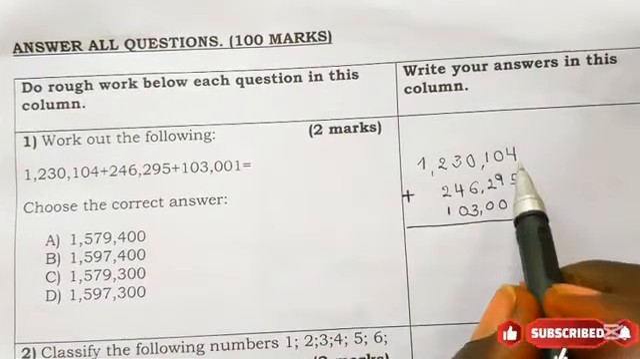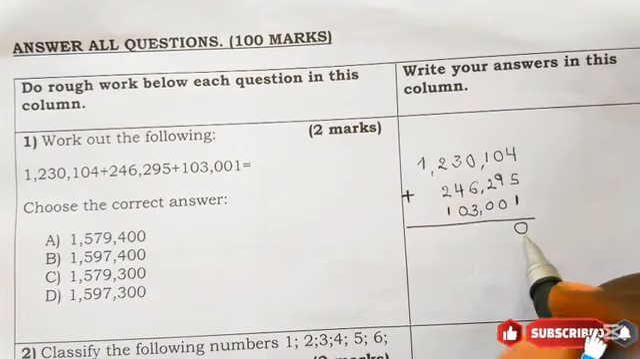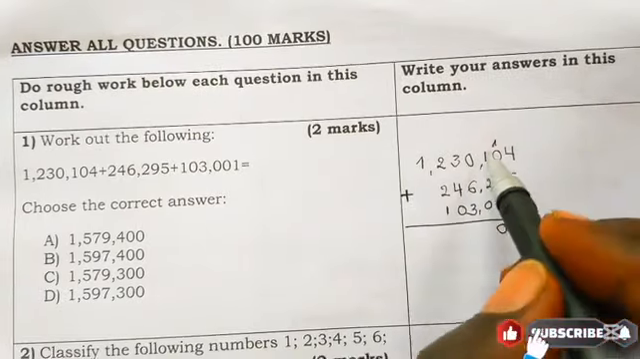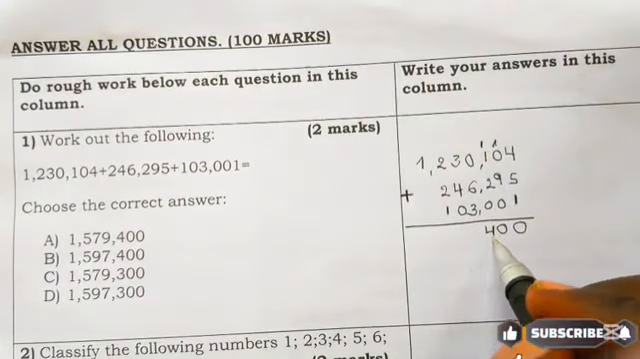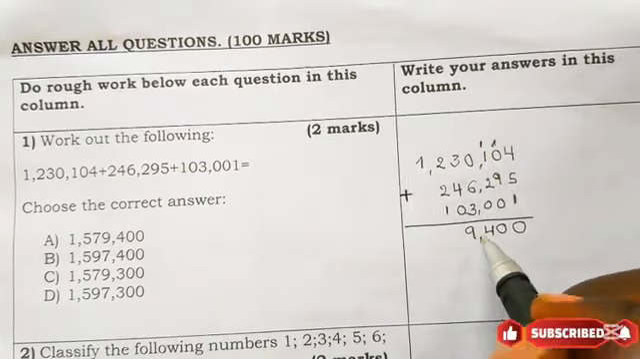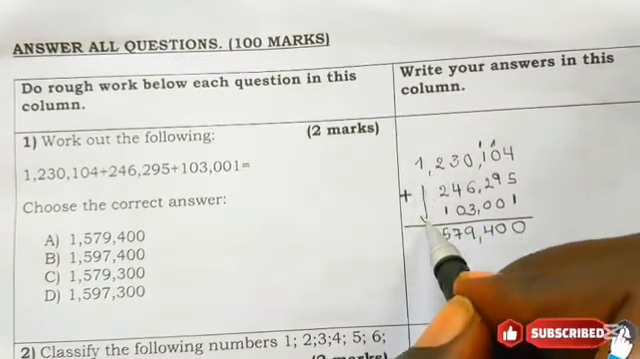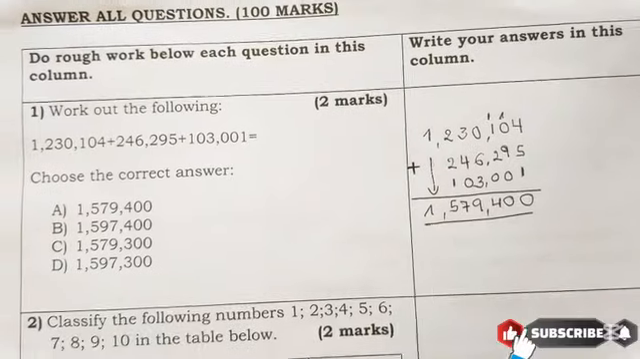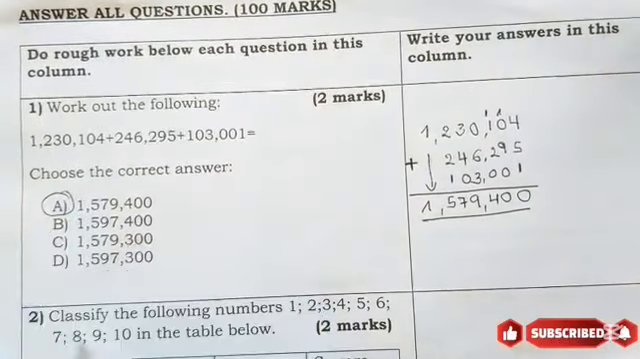And then by adding, we have 4 plus 5 equals 9, 9 plus 1 equals 10. We write 0 here and bring 1 here. 1 plus 9 equals 10, that is 0, and 1 right here. We have 1 plus 1 equals 2, 2 plus 2 equals 4, comma, and then 9, 7, 5, comma, and bring down 1. That gives us 1,579,400. So the correct answer from here is letter A.